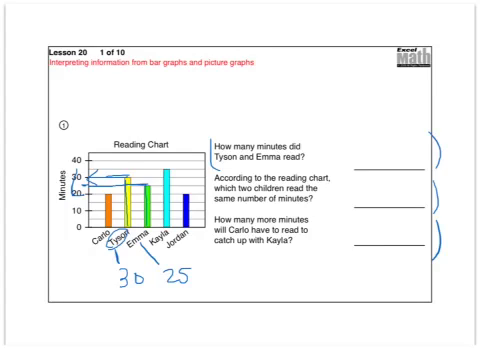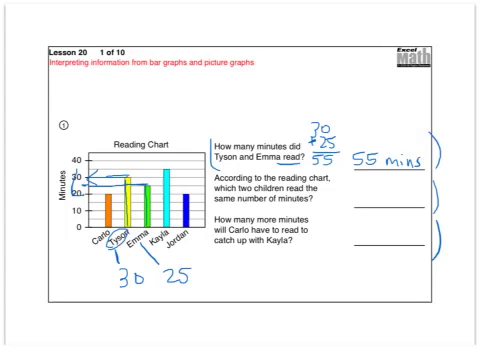So it's asking you how much they read basically together here. So your show work on that should be 30 plus 25. If you didn't do that correctly, go ahead and add that into your paper right now. And of course the answer would be 55. And you have to put a label with your answer. We're talking about minutes, so 55 minutes is the answer.